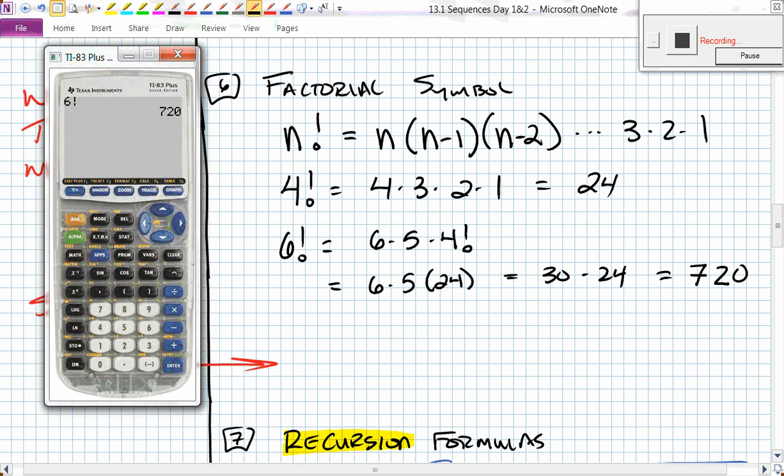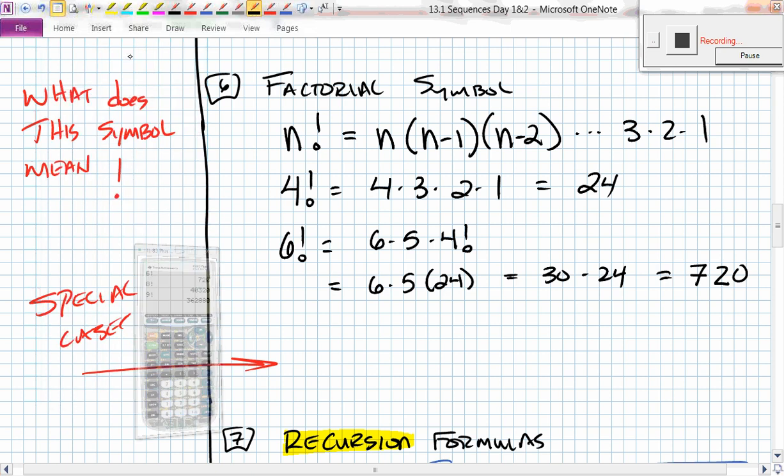Okay, here we go. What is 8 factorial on the calculator? Go. 8. Math. Over. 4. Enter. Bam. Okay, 9 factorial. 9. Math. Over. 4. Enter. Bam. All right, everybody got it now?